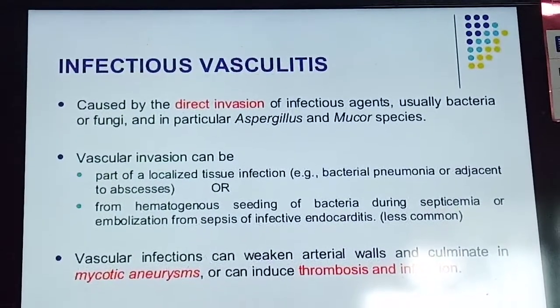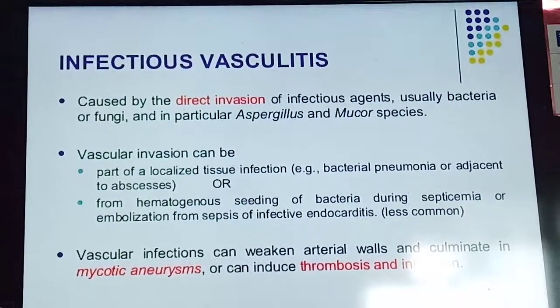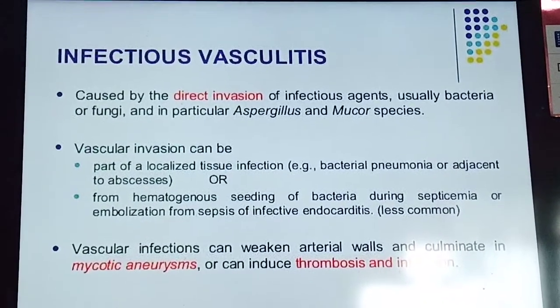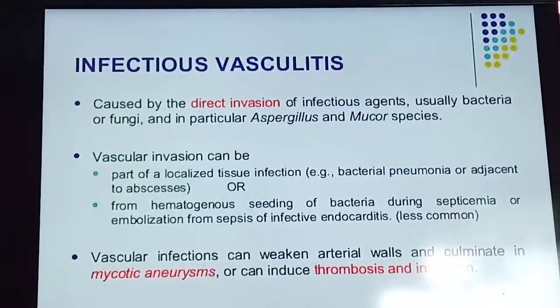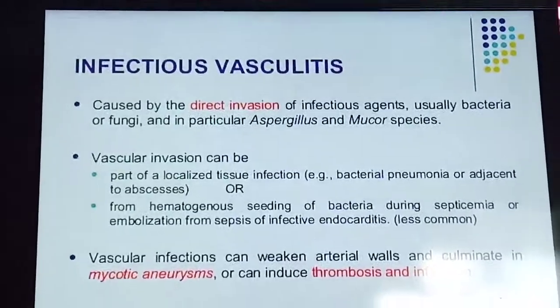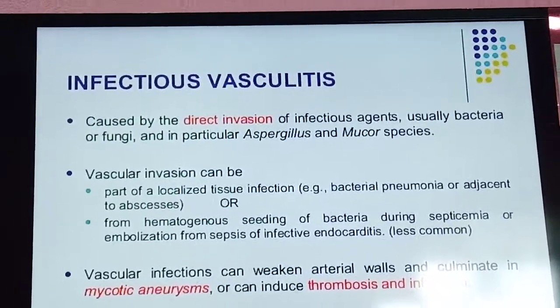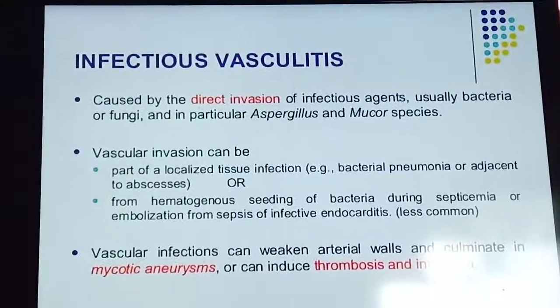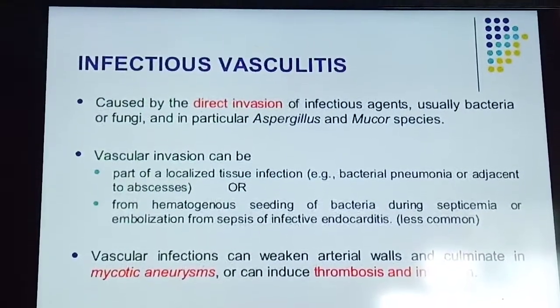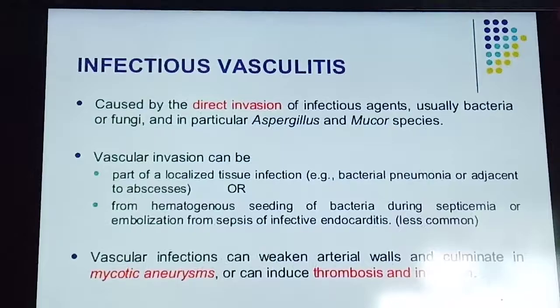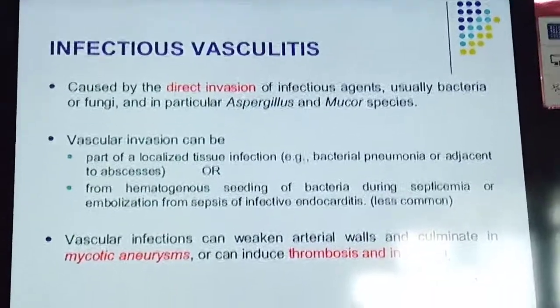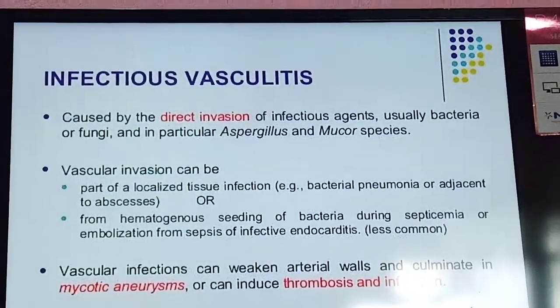Now the infectious vasculitis, as in the previous slide. So these are the infectious vasculitis. Infectious vasculitis is caused by direct invasion of the infectious agent, usually bacteria or fungi, and particularly the fungi are Aspergillus and Mucor species.